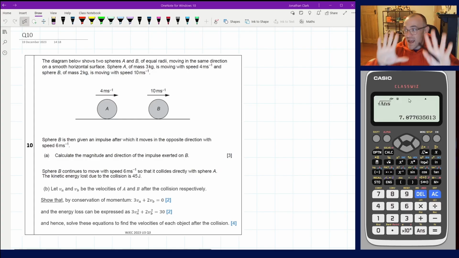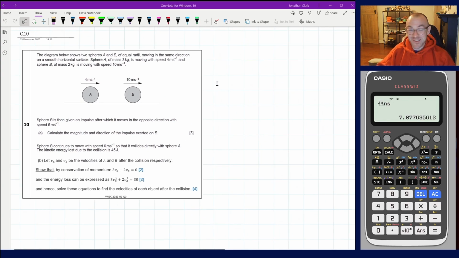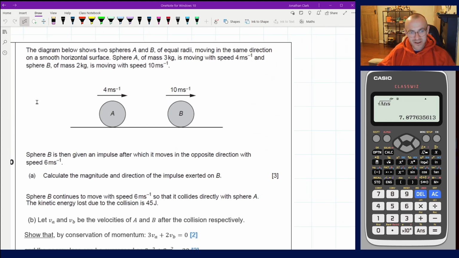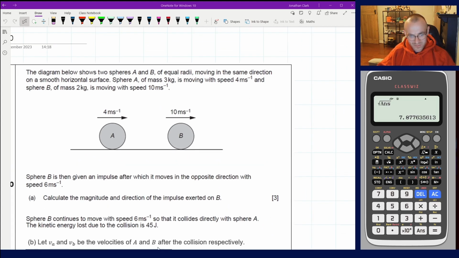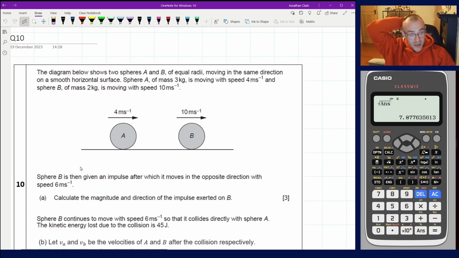Okay, question 10. Last question of the paper. And what a question to finish on. Lots going on here. Let's have a look at what we've got going on. Lots of text. We've got two objects. Sorry, I've just frozen in time. We've got two objects and they are rolling. I'm looking at these speeds. They're not going to collide at the moment, but that's okay. We'll see how it plays out.